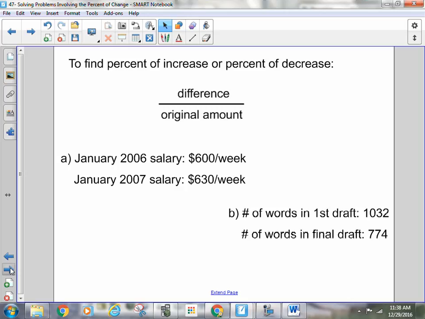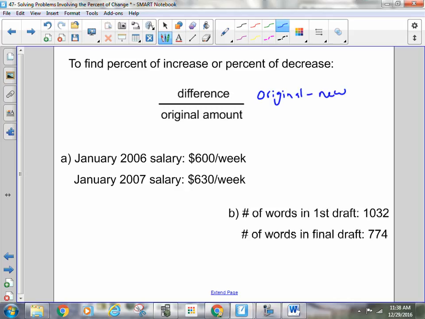And so that's just going to be original minus new is going to be my difference. And then you divide that by the original amount and you move your decimal place 2 places. Okay, so for A, 600 to 630, we see a difference of 30, and we're going to divide it by 600. And we find that would be 0.05, so that's a 5% increase.